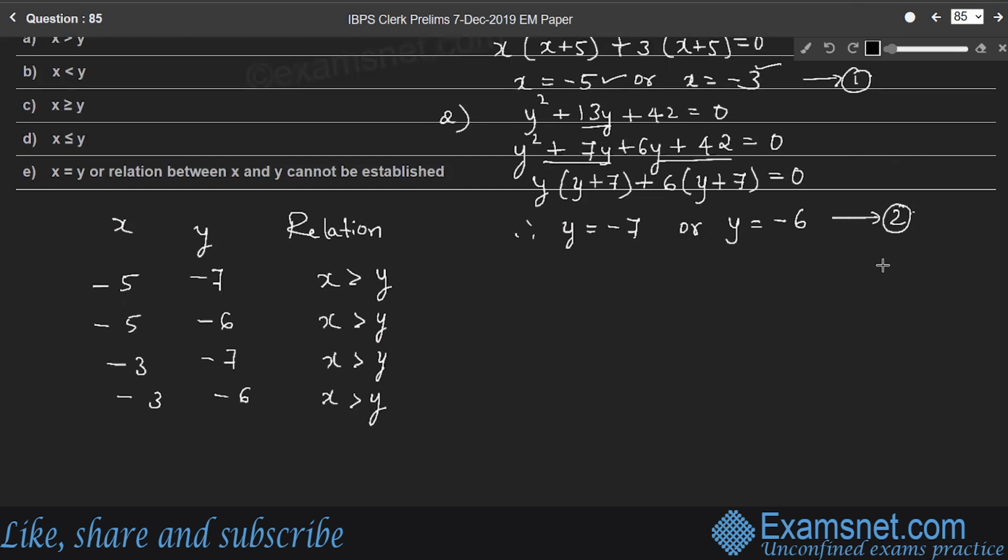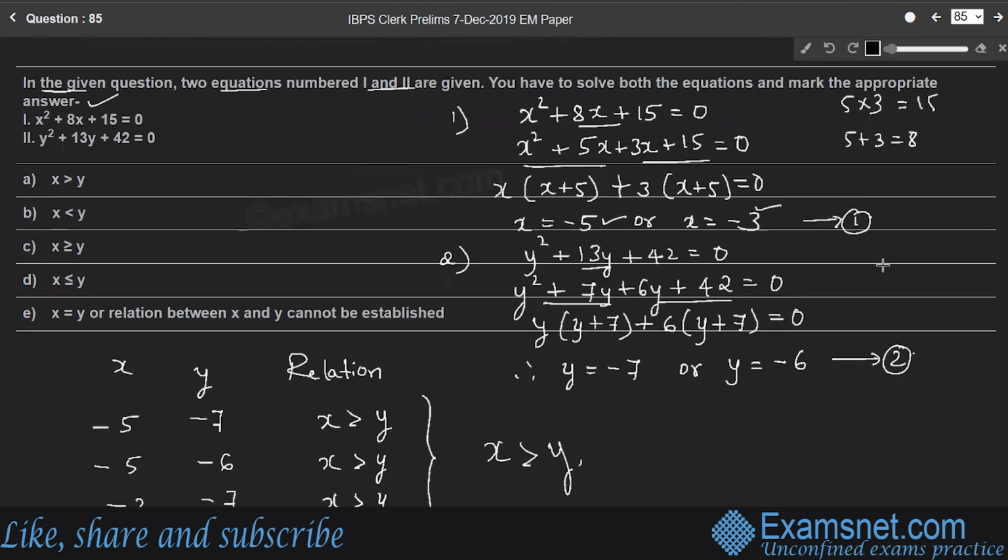Therefore, it is clearly, we can compare the values of x and y as x is greater than y. Therefore, option A is the right answer.